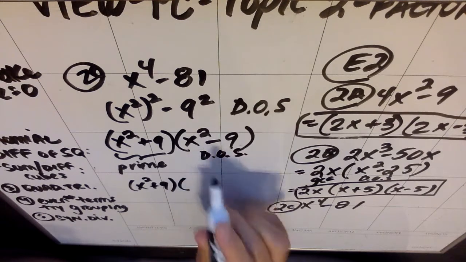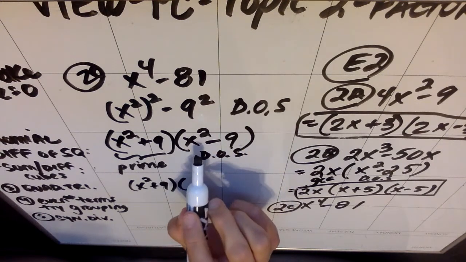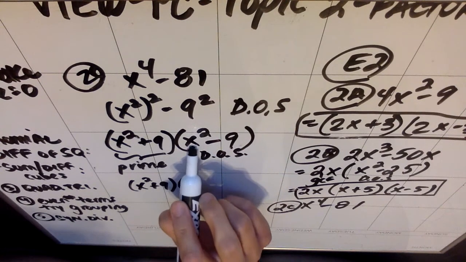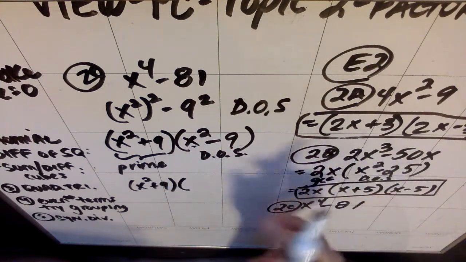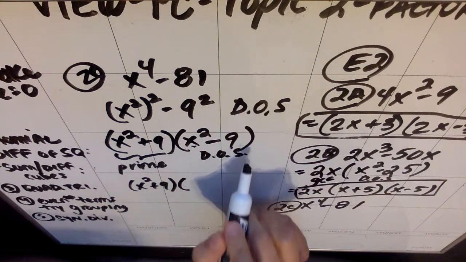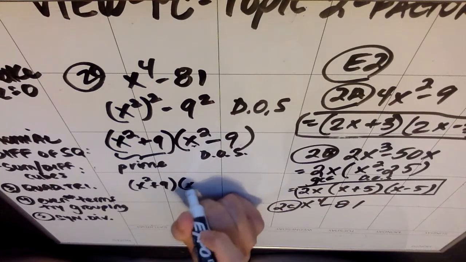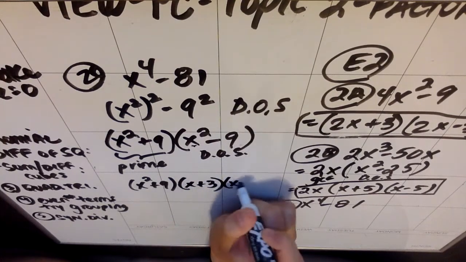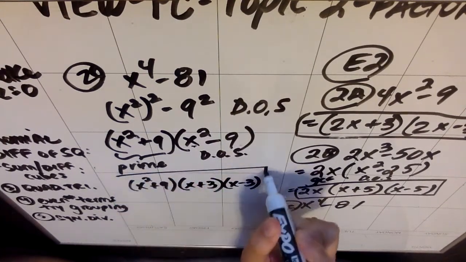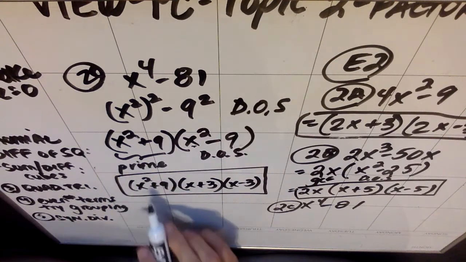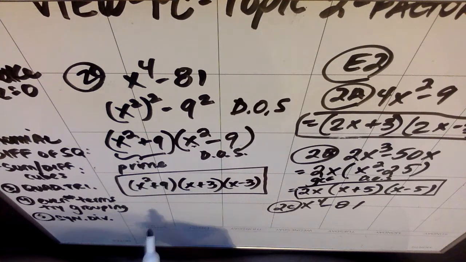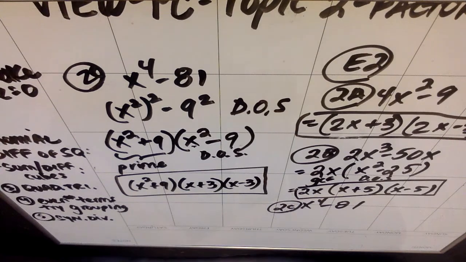but my x squared minus 9 is another difference of squares, where a is now x, just like it was in a previous problem, and my b is 3, because 3 squared. So I get x plus 3, x minus 3. So when I fully factor, I get 3 factors: an x squared plus 9, an x plus 3, and an x minus 3. Remember, that key word here in the instruction is to fully factor, not just factor.